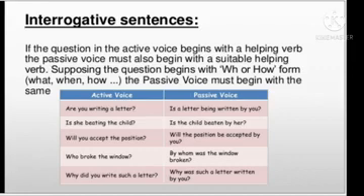So see the first one. Are you writing a letter? Are is an auxiliary verb. Okay. So keep that in your mind.